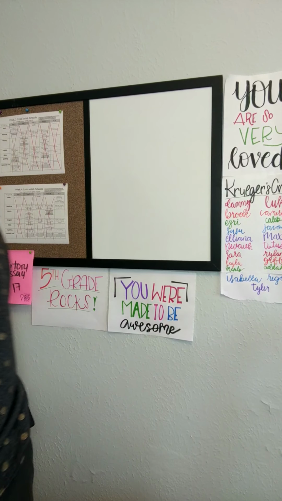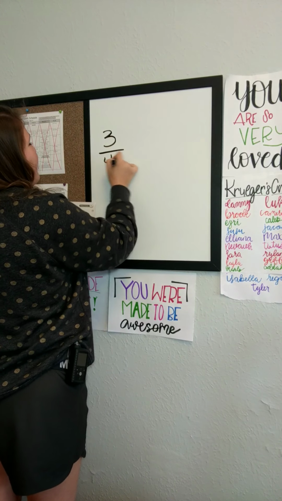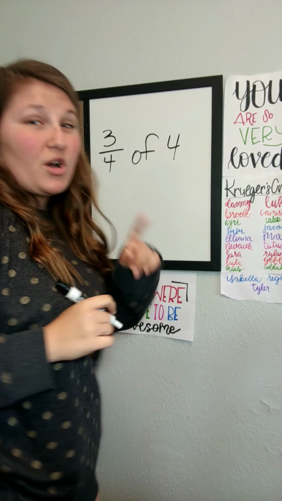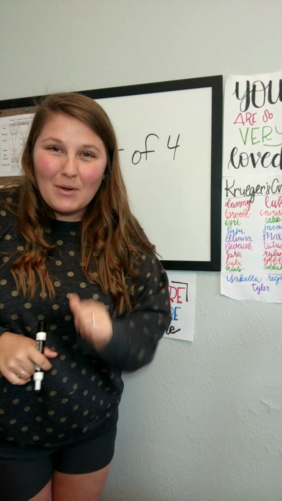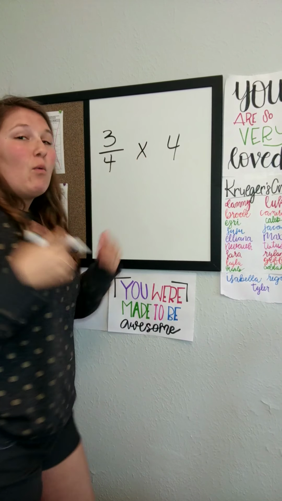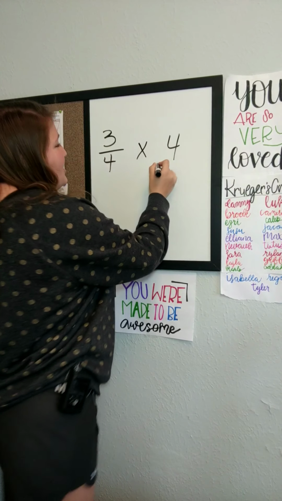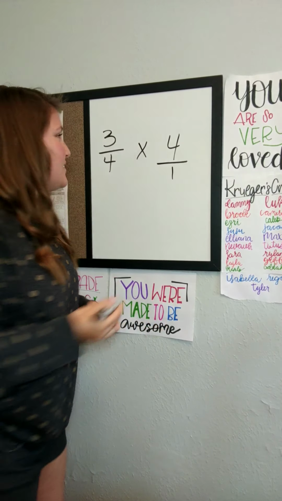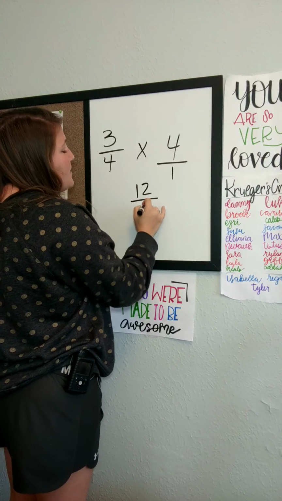This is also in your homework, though it is an odd number, so you wouldn't have to do it. So this one says 3/4 of 4. Do you guys remember what the word "of" means in math? It means multiply. So I'm going to erase "of", and I'm going to put my multiplication symbol. Now, what do I do with my whole number? I put it over 1. So I'm going to change this into 4 over 1. Now, I'm going to multiply just like normal, straight across. So 3 times 4 is 12. 4 times 1 is 4.